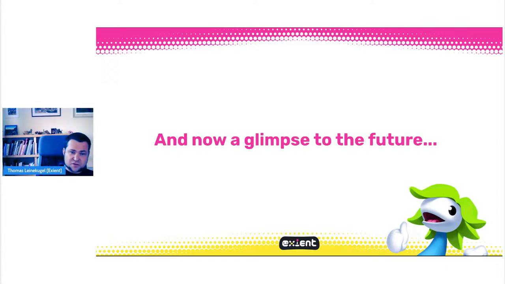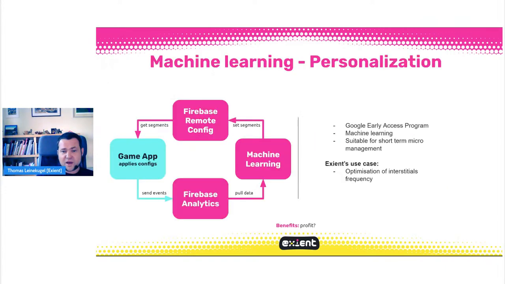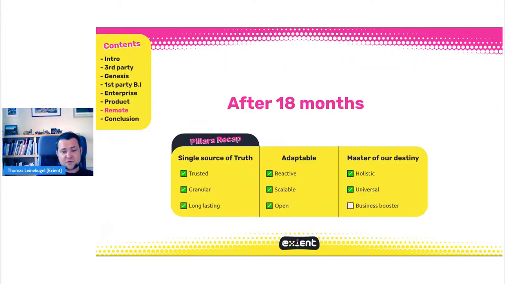The next step is the future. We have the chance to be part of a Google Early Access program, and now we're looking at machine learning. The whole loop is the same, but instead of us defining the segments, we give that to a machine, and then we will see how it goes. We're really at an early stage on that. We have no results to share, and we will test it by optimizing the interstitial frequency and see how that goes.